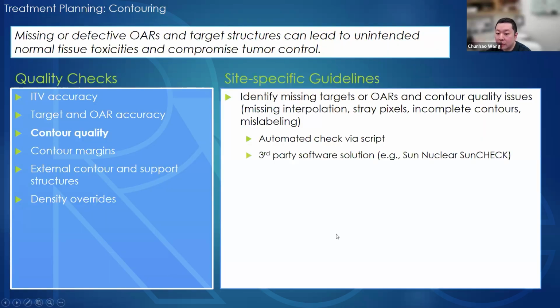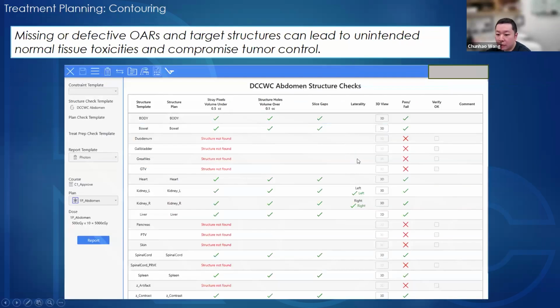Okay, for the contour quality, we have to identify the missing contour issues, such as missing interpolation, stray pixels, incompleteness, and mislabeling. This can be a very time-consuming task, because there are so many contours and such a big volume on the GI side. So it's a very good idea to implement some automated technologies to check such common contour issues. We can check via the scripting function within the TPS itself, or we can check using some third-party software solutions.